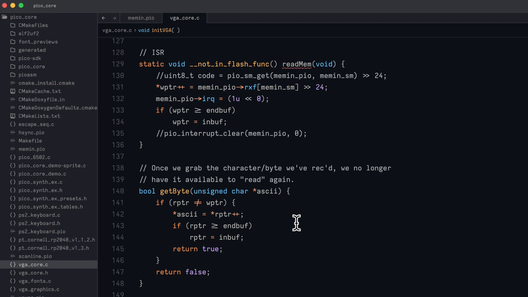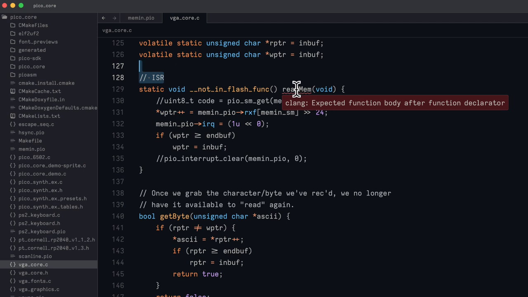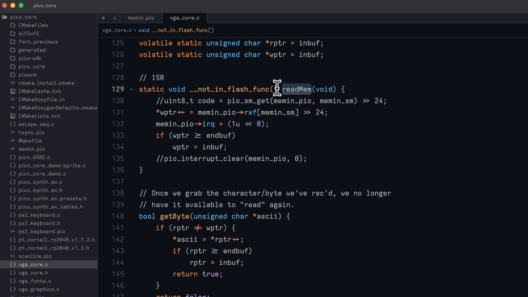Now we're actually looking at the interrupt service routine that handles grabbing that data off the input register from the PIO program and storing it in a buffer to be used by the main program. As we mentioned before, the name of this function is readmem, and we're telling the C++ SDK that's used to compile and build this program to store this function not in flash, but in RAM. The reason being that flash access is quite a bit slower than RAM access, and because we want this interrupt service routine to run as quickly as possible, we want it to be running in RAM.